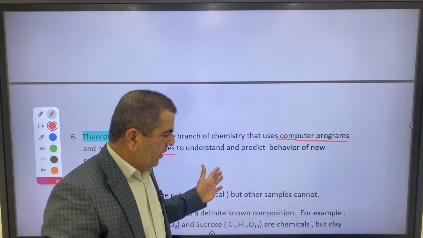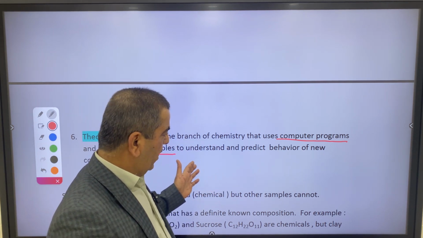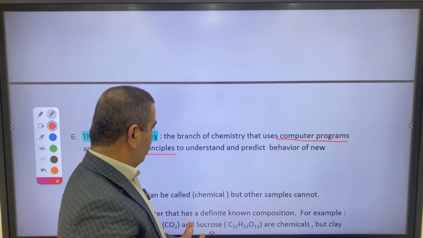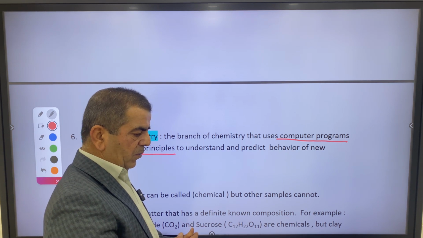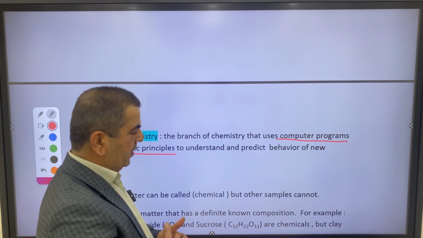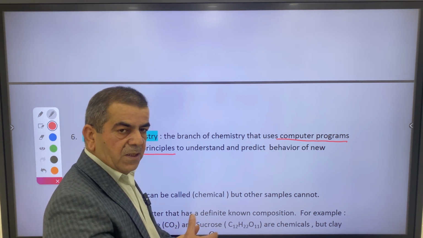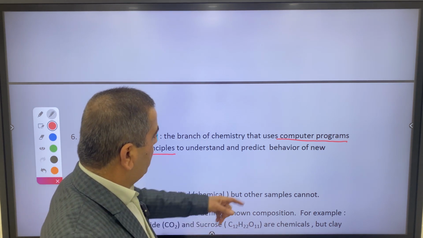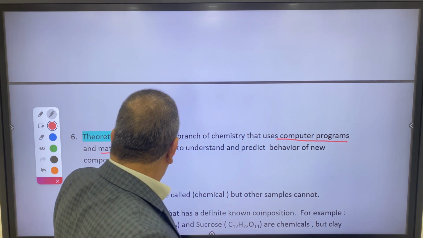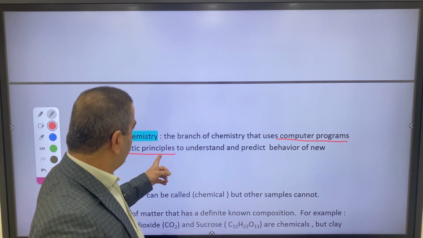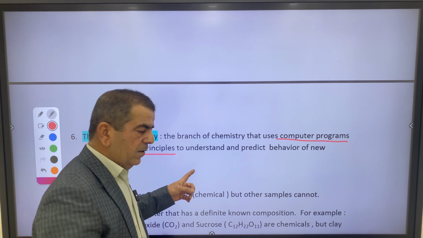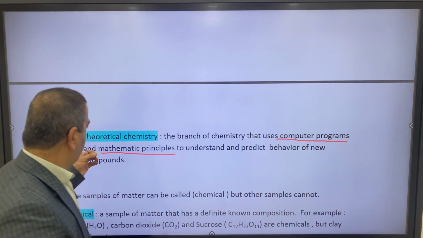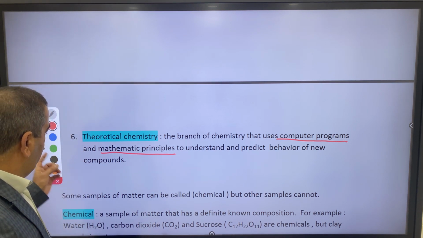So we have a new compound that's prepared, and we need to understand its behavior and its properties and predict how they would behave if they undergo some circumstances, some conditions. So we use computer programs and mathematical principles in order to predict their behavior. This is the last branch of chemistry, which is theoretical chemistry.